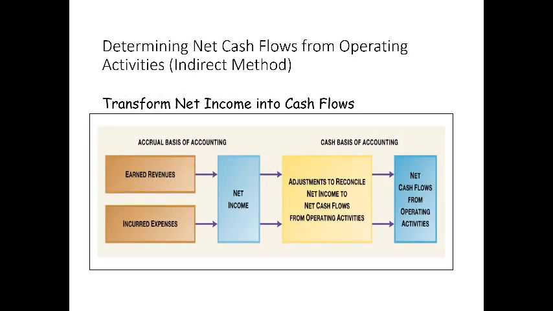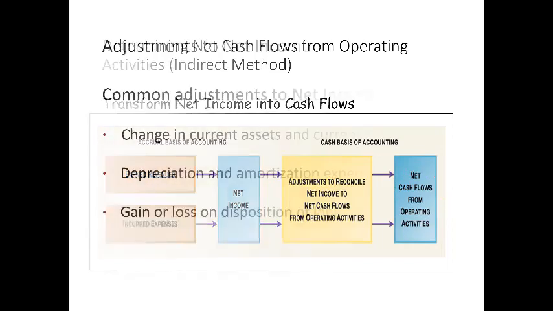A transformation, so this is the cash flows from operations. Again, this is the main part of the chapter. How do we create the operating section of the statement of cash flows? Well, we're going to start with net income. Net income is based on earned revenues and incurred expenses. We're going to make a bunch of adjustments to it to get to cash flows from operating activities, which doesn't have basis in accrual basis of accounting. It's cash basis accounting. So we're going from accrual basis accounting to cash basis accounting, and we're going to make these adjustments to do that.